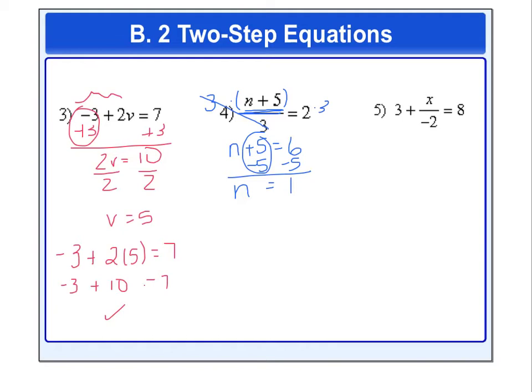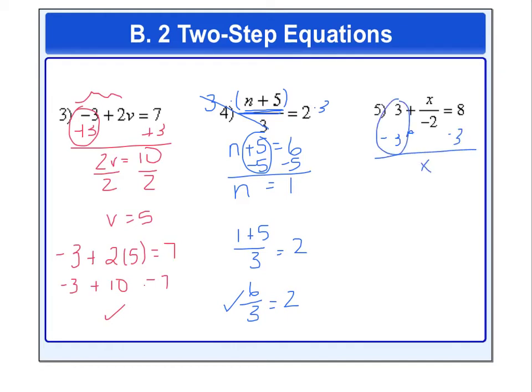We'll check. 1 plus 5 divided by 3, does that equal 2? And 6 divided by 3 does equal 2. So it checks out. The next one, the farthest thing away from our x, is going to be this plus 3. To get rid of it, sorry I wrote that wrong, we're going to subtract 3 from each side.